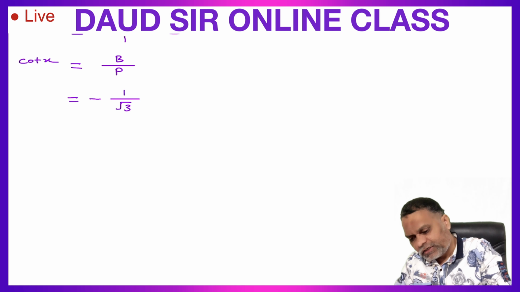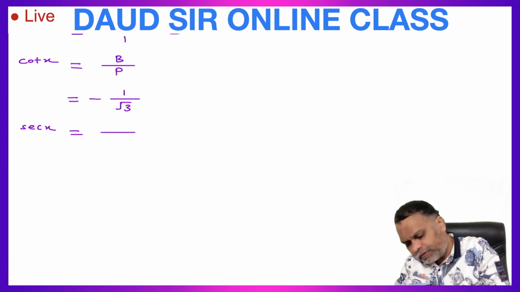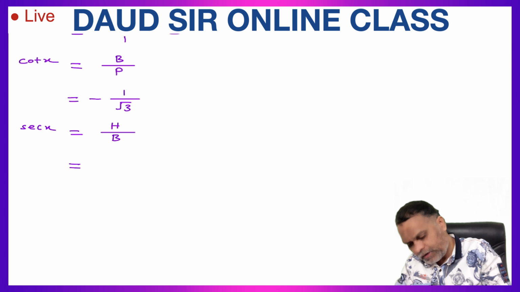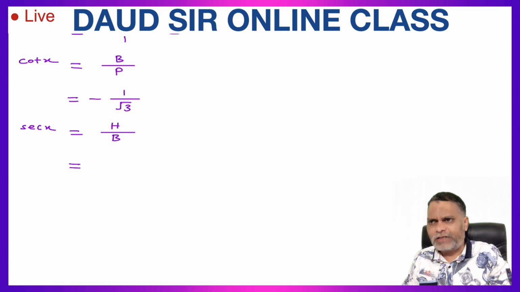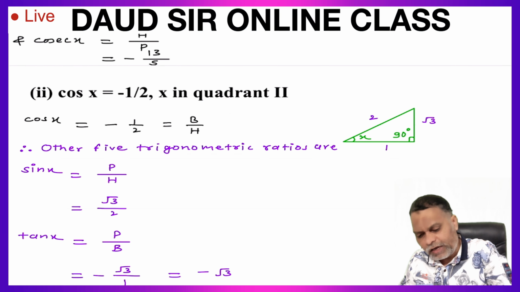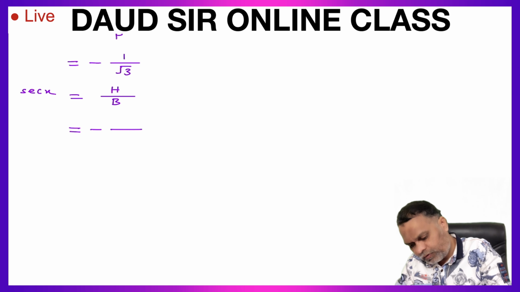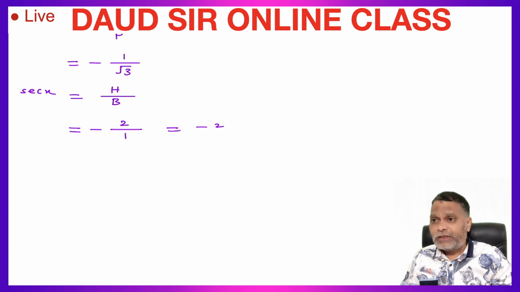Cot, then sec x. Sec x is equal to hypo upon base. In the second quadrant, sec x is negative, so put minus sign. Hypo upon base. Hypo is equal to 2 and base is equal to 1. 2 upon 1. So we can write minus 2 only. In the second quadrant, sec x is negative, that is why this minus sign is coming.